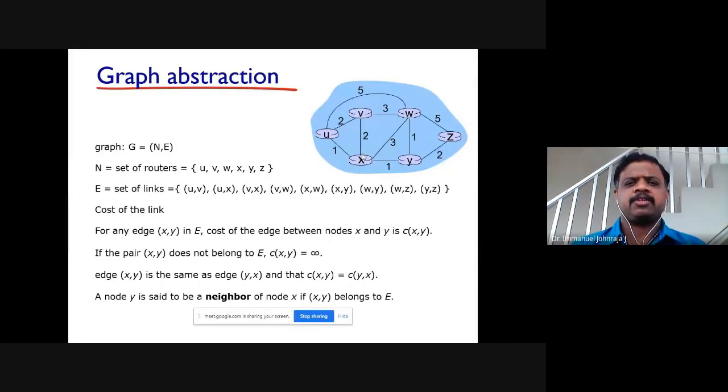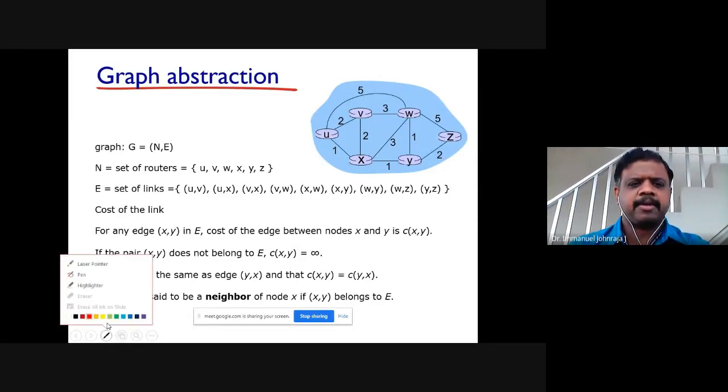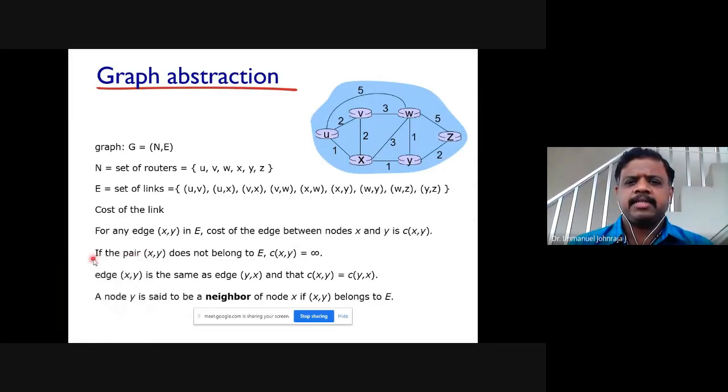On the top right hand side of the screen, a small topology is given, which contains 6 routers, named U to Z. You can see these routers are connected using some links. Just hold on, I will open the laser pointer. Yes, you can see these routers are connected by some lines. These lines denote the cables or the media, in other words, we can call it a link.